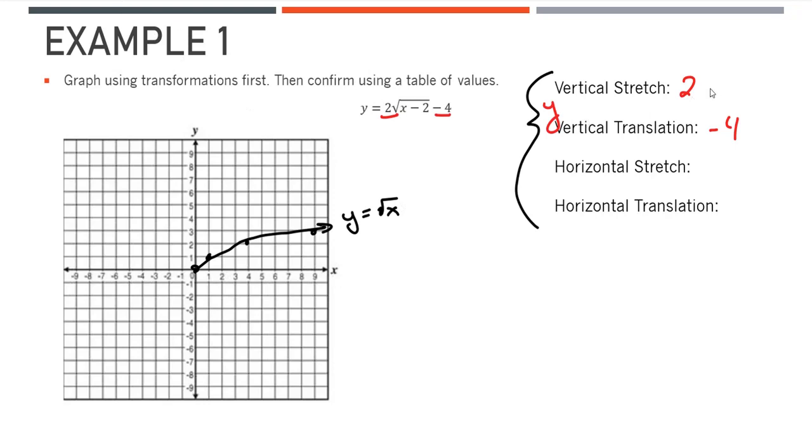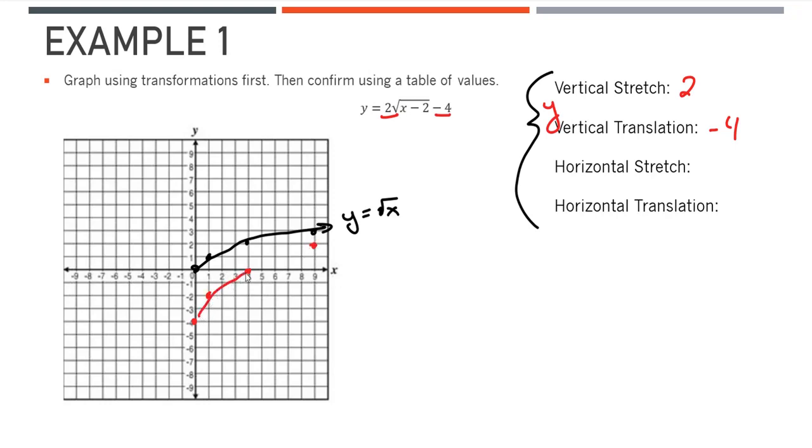Next, vertical stretch. So I'm going to multiply each height by 2 and then subtract 4. So 2 times 0 is 0, minus 4 is -4. 2 times 1 is 2, minus 4 is -2. And then 2 times 2 is 4, minus 4 is 0. 2 times 3 is 6, minus 4 is 2.